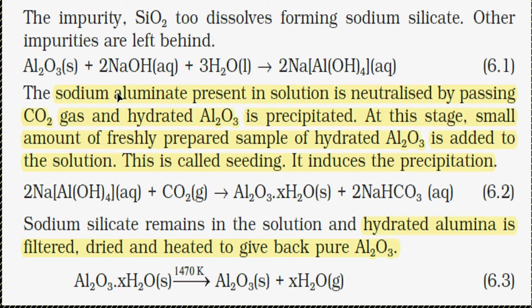Now this sodium aluminate present in the solution is neutralized by passing CO2 gas through this solution. As a result, you are getting precipitates of hydrated Al2O3. Now these precipitates are filtered, dried and heated at 1470 Kelvin to give you pure Al2O3.